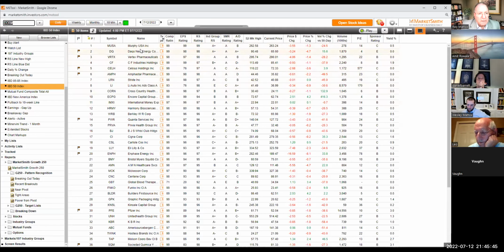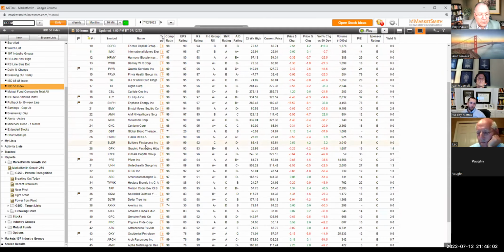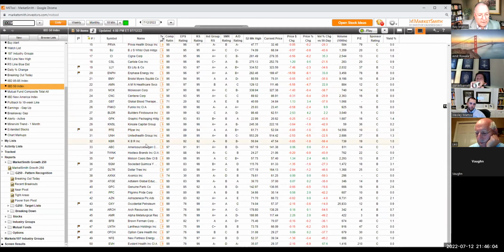Notice here, there's DQ, Vertex, Celsius, there's that LI, there's IMXI that Minervini owns, Harmony. See, this is a real good list. There's Enphase. So this is where the leaders are going to populate. You're going to have stocks from the market bottom on this list that double and triple. There's that LNTH that we looked at earlier.